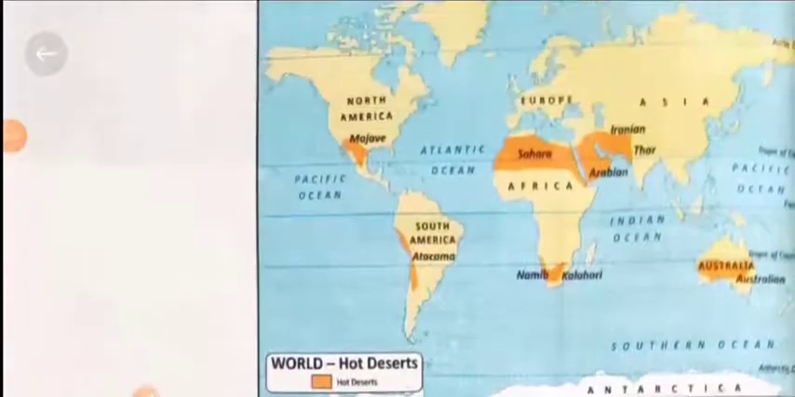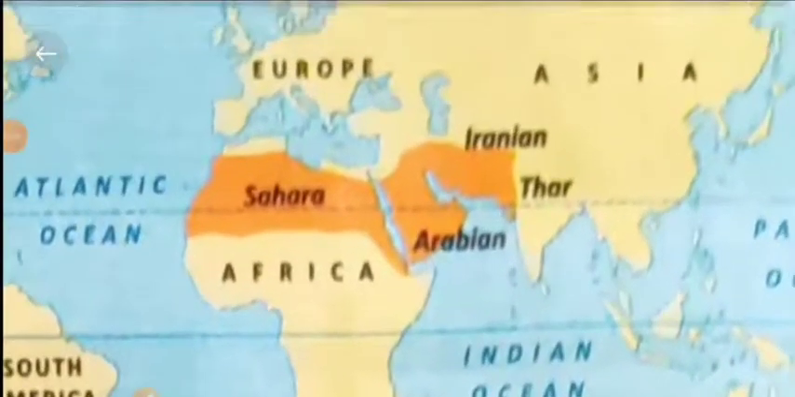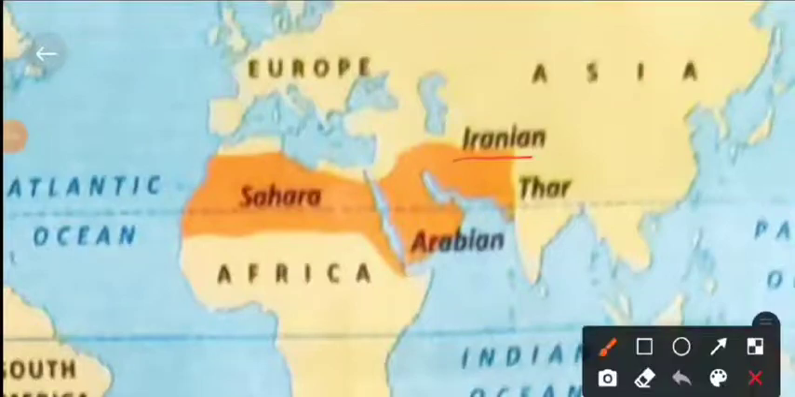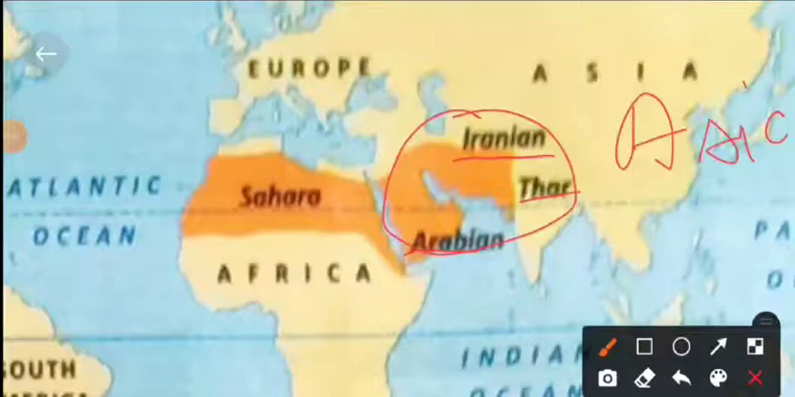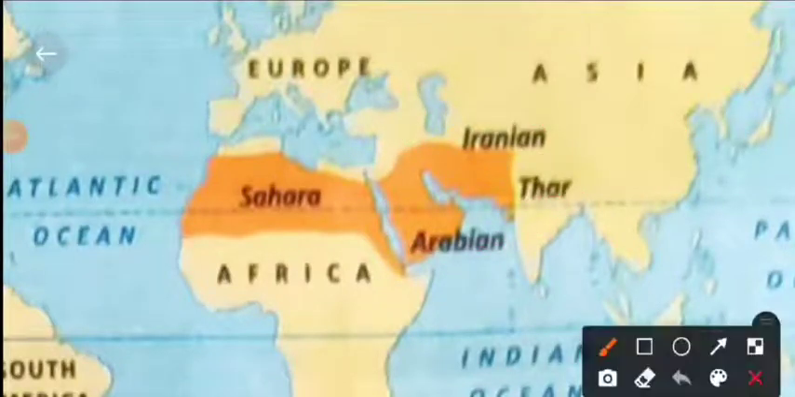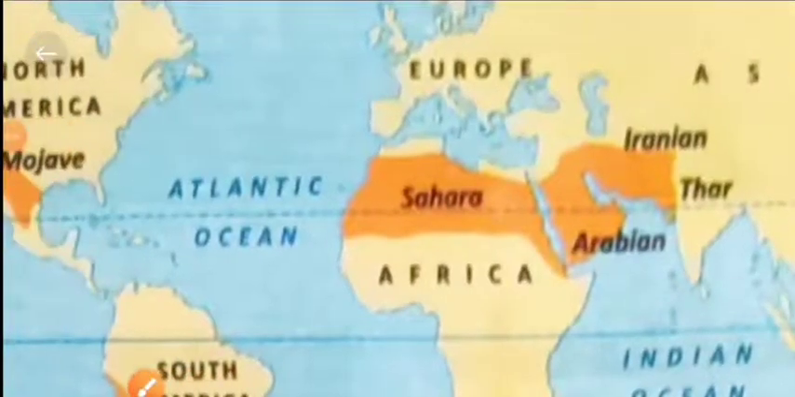The main deserts found in this region are these. First we look at each continent. The Iranian desert in Asia, the Thar Desert, which includes India and Pakistan, also lies in Asia. Next is the Arabian Desert. These deserts lie in Asia. Most of North Africa is covered by the Sahara Desert. It also lies on the Tropic of Cancer, and it is the largest desert in the world.